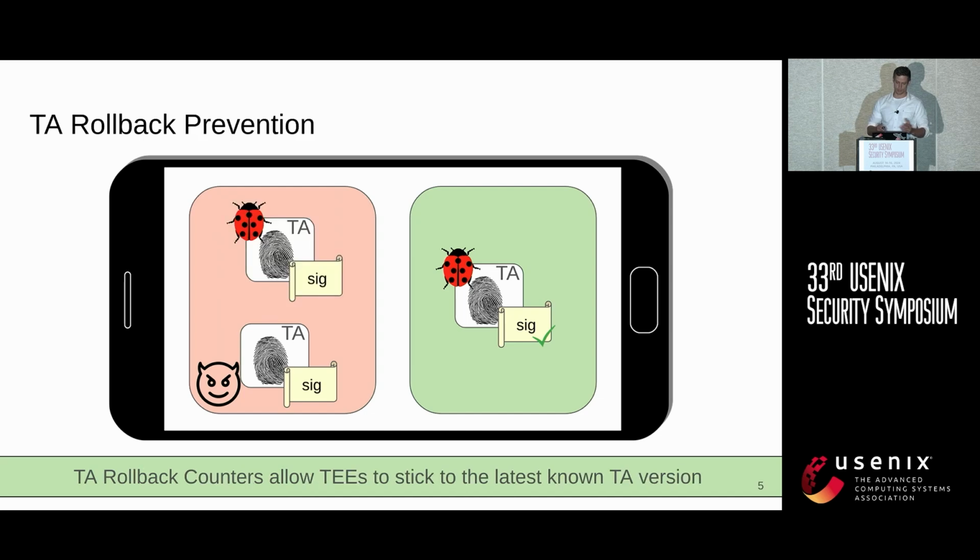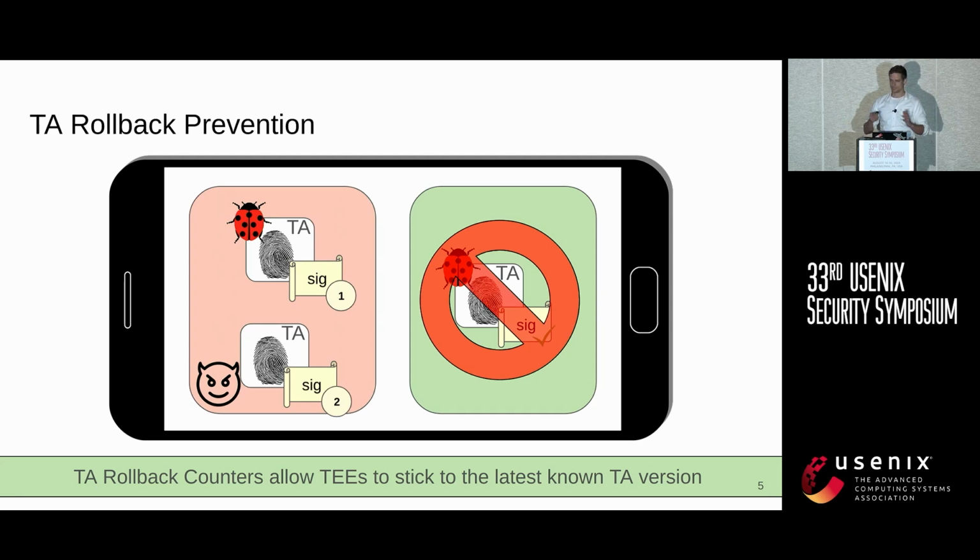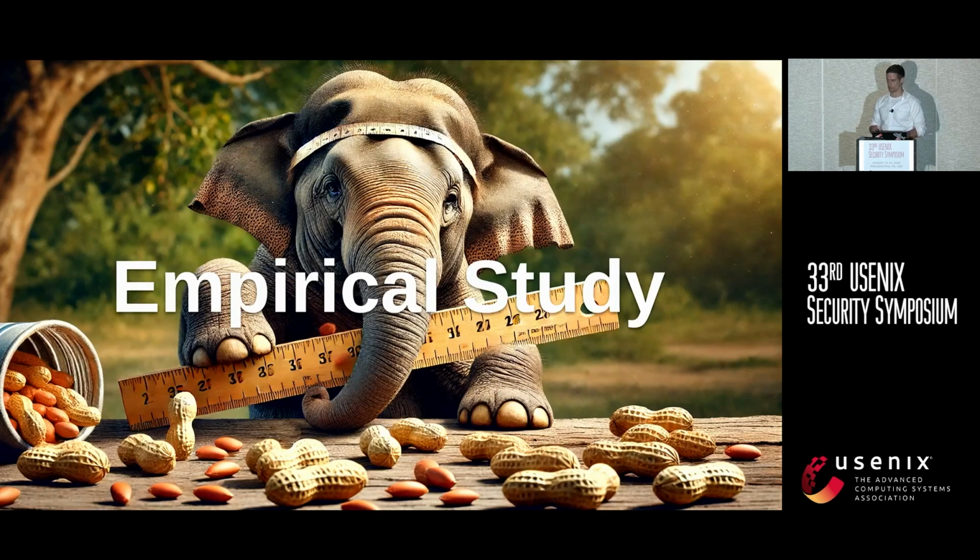The typical mitigation here would be so-called trusted application rollback counters. You have a little header field in these binary blobs that indicates the version, and the loader is implemented so that it only accepts the last seen version, which effectively prevents the loading of outdated trusted applications. This is what this talk is about: seeing out in the wild whether this mitigation is actually effectively deployed. Which brings us to our empirical study.